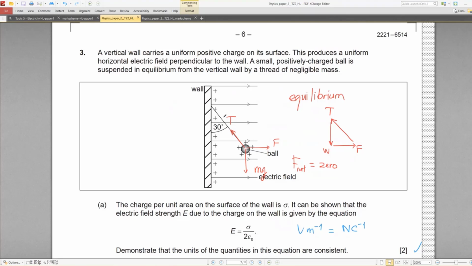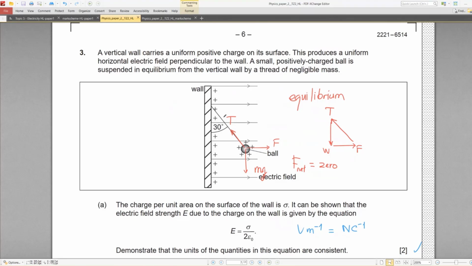Wait. This is a uniform field. We don't know how the electric field will change with distance when the ball goes away from the wall. We only know that this is a uniform field in the given diagram because the amount of charge of the wall is very high, very strong field. Okay, so we assume that the electric field is uniform, and therefore the electric force, the horizontal force, is constant.